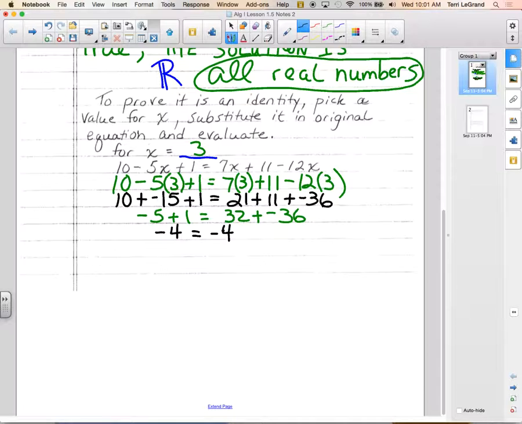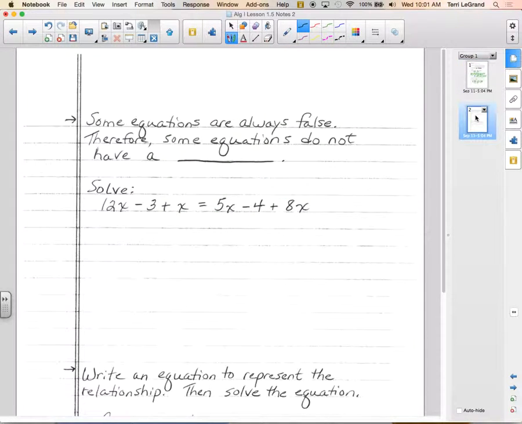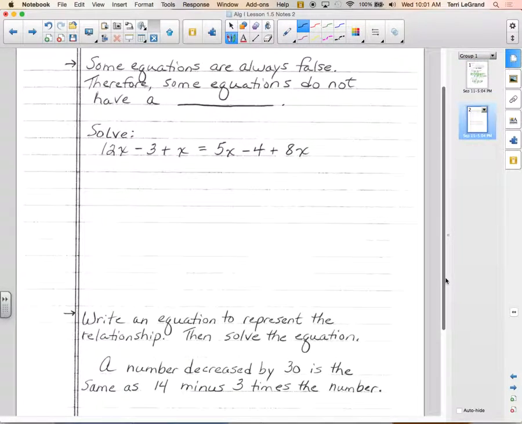All real numbers. Okay, now let's go to the back side. Sometimes equations are always false. In other words, no matter what you put in there for the variable, it would turn out to be false. So therefore we say some equations do not have a solution is what I want to put here. Let's try this again. Some equations do not have a solution.